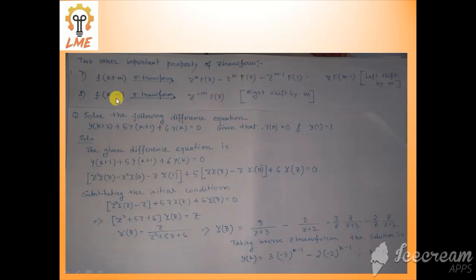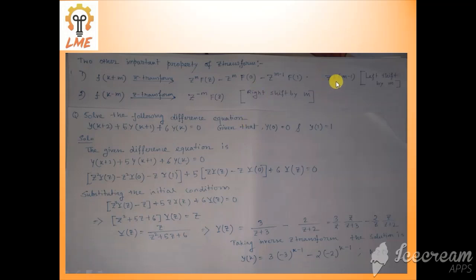And if it is right shifted by m, that is f(k minus m), then the z transform is z to the power minus m F(z). The proof of this formula is not in your syllabus, that is why I am not going to discuss it. You have to directly remember these two formulas. While you are solving the difference equation, these two formulas are extremely needed.